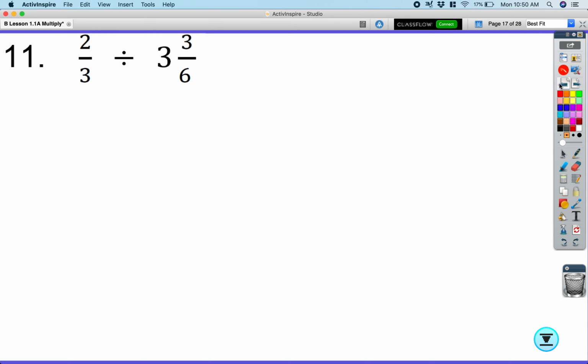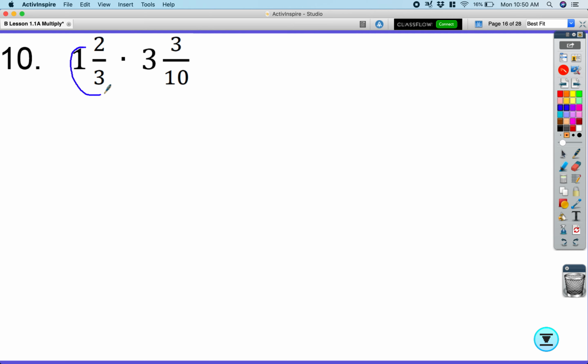All right, we'll do 2 more and stop after 11. So on this one, let's do 1 times 3 is 3. Add that to the numerator to get 5 over 3. 3 times 10 is 30, to get 33 over 10.